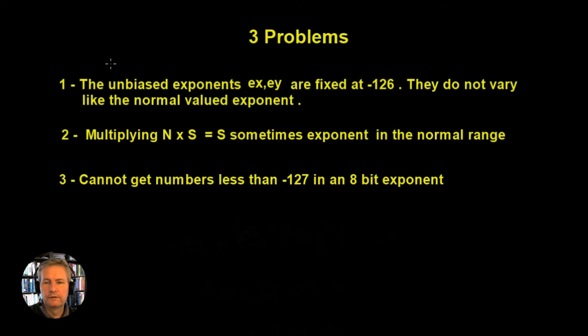Now the first thing is that the subnormal numbers have an unbiased exponent which is a fixed value, which is minus 126. So it doesn't matter what subnormal number we have, how large it is or how small it is, the exponent remains fixed at minus 126. So if we don't have any varying exponent, then we can't use the method we've seen in the previous page for the normal numbers, that is simply adding up the exponent values.